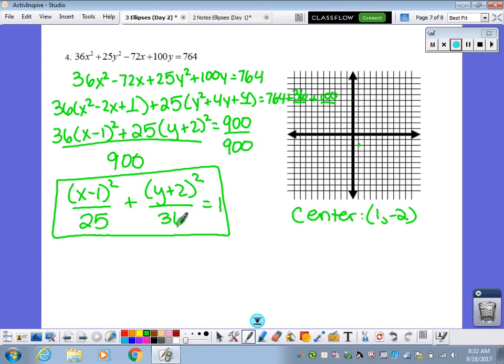Our larger number, again, is underneath the y, so this is going to be a vertical ellipse. Our a is equal to 6. Our b is equal to 5, which we get from square rooting this number and also square rooting this number. So now we know we're going to be going 6 up and down and 5 right to left. So 1, 2, 3, 4, 5, 6. 1, 2, 3, 4, 5, 6. 1, 2, 3, 4, 5. 1, 2, 3, 4, 5. To give us a little bit more room, I'm going to erase these numbers and just write 900. And now we can draw our ellipse.